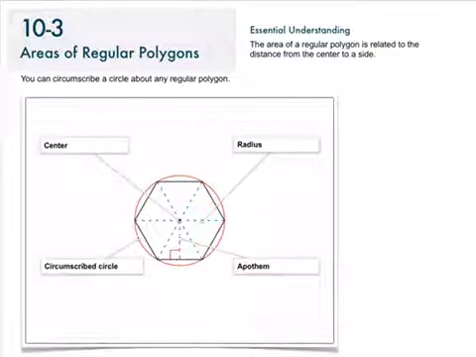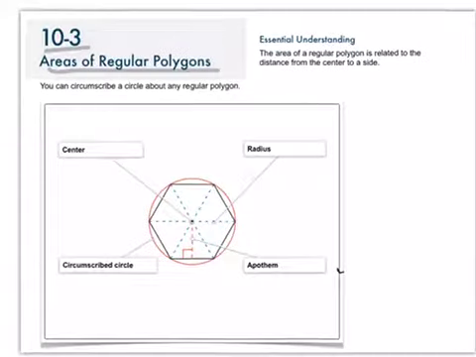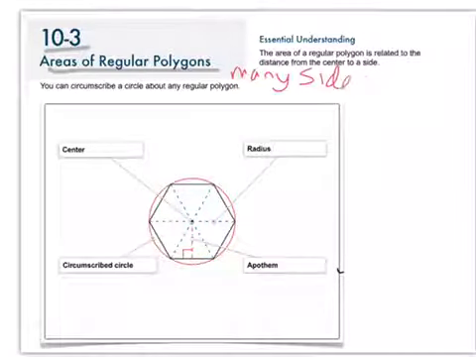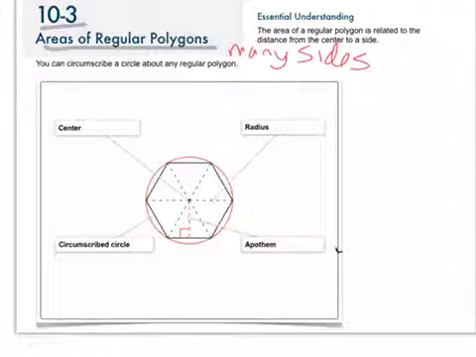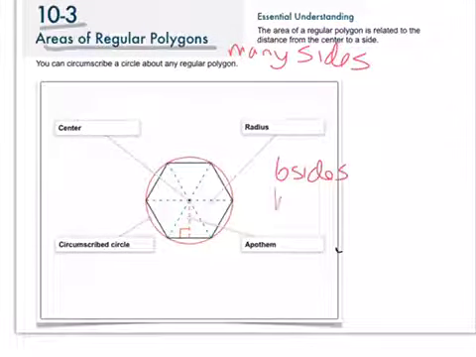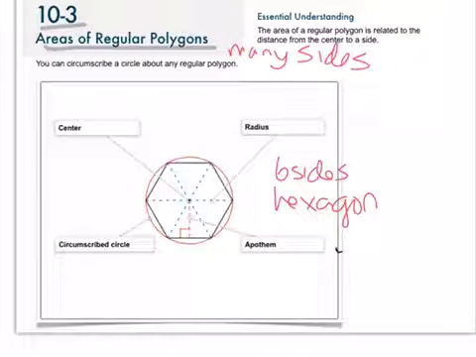Okay guys, here we are, lesson 10.3, areas of regular polygons. First off, when they say regular polygons, that just means something that has many sides. And if you take a look at the picture down below, this figure inside has 6 sides. That is a hexagon. And a hexagon is just a type of polygon.